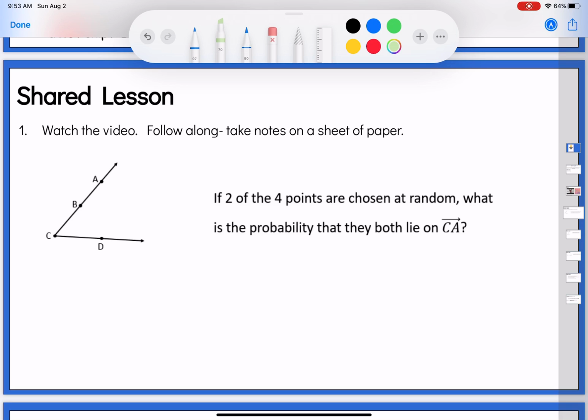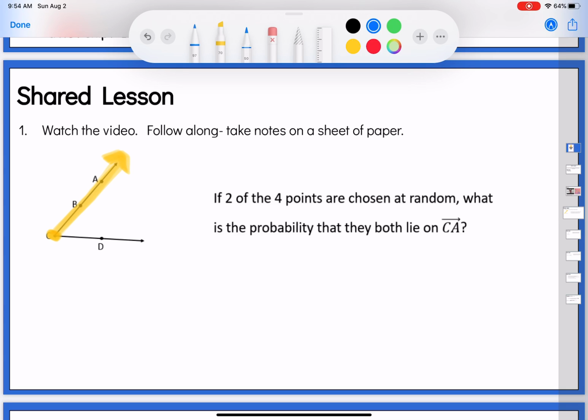And so what I'm looking at here is, if I pick any 2 points, what is the probability that they will be on that ray, starting at C, with the endpoint at C, going on forever in the direction of A, like this, right?